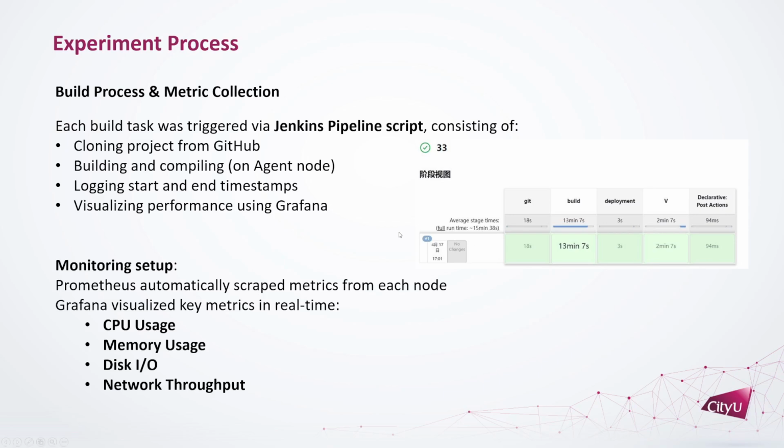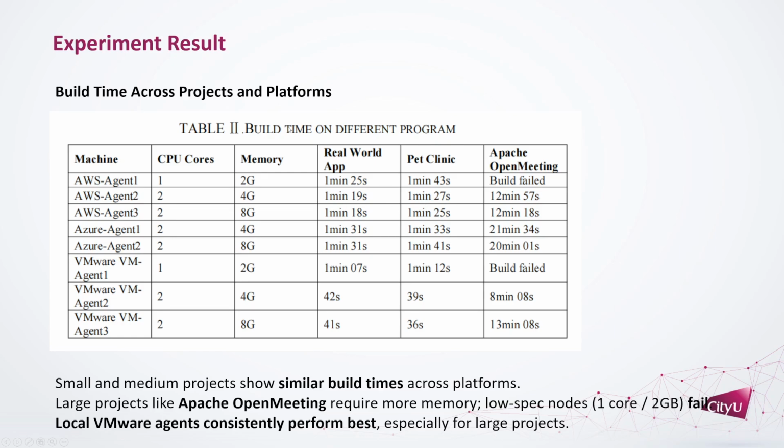So here is our experiment process. We can see our pipeline figure of the project. The Jenkins pipeline script consists of cloning from GitHub, building and recording the log start and end timestamps, and visualizing performance using Grafana. And then it shows the project's running time across the different machine agents.